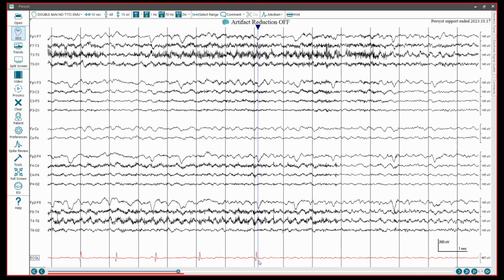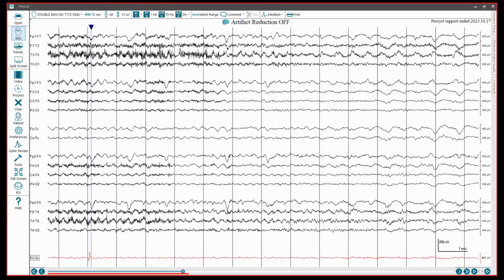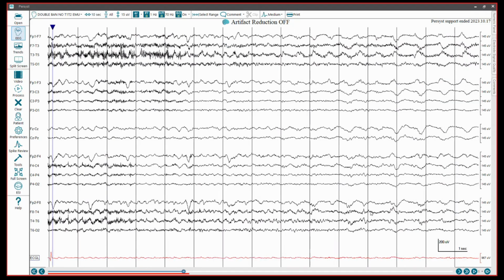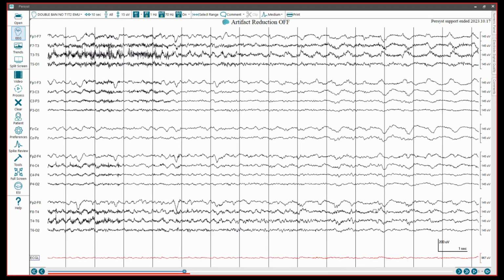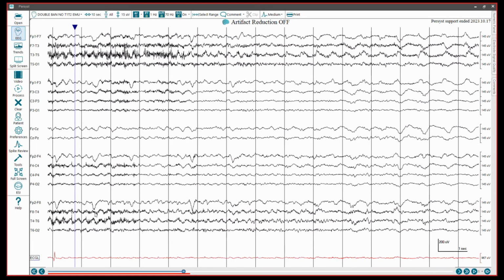And while we're considering that, let's also take into account, remember I changed the sensitivity to 15 microvolts per millimeter, but you can see this rhythmicity. It's around 3.75 or 4 hertz in the right temporal chain. In the left temporal chain, you can start to see it slowing down, right?